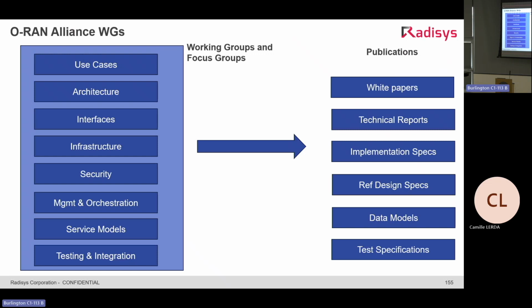And the resulting publications, which are white papers, technical reports, implementation specs, reference specs, and data models, and all types of specifications, test specifications, right? So all of this is the output, and there is a whole lot of material that we publish. ORAN has been publishing, in my view, specifications at a very furious pace anyway. And to keep pace with this through a community, it takes a lot.